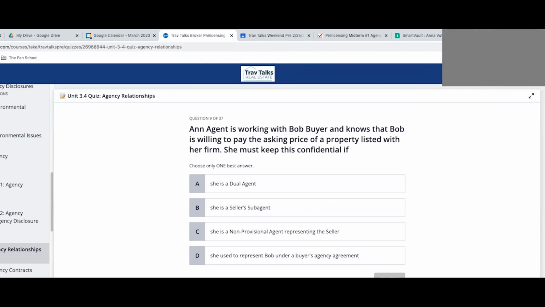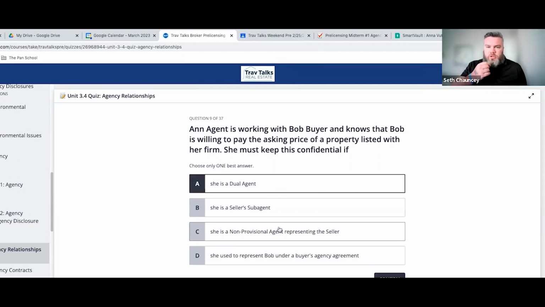She would keep that confidential information confidential if she is the agent... If A, she's a dual agent. Because remember, dual agent, she's working with Bob Buyer, knows that Bob is willing to pay asking price listed with her firm. If it's her firm and we were doing dual agency, you would have loyalties to the seller and the buyer simultaneously. So you couldn't hurt anybody. Dual agent would mean the firm is representing both, and you would have to keep that confidential only if you were a dual agent.